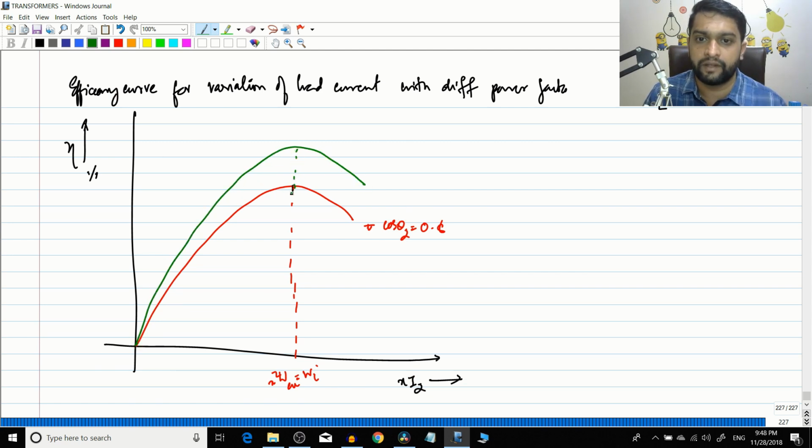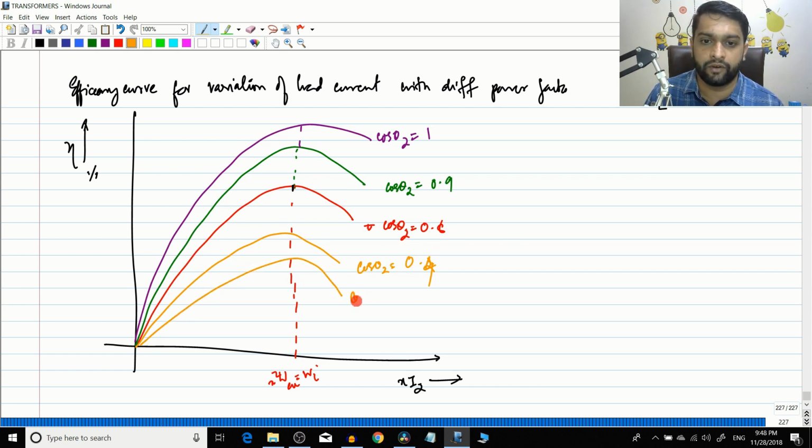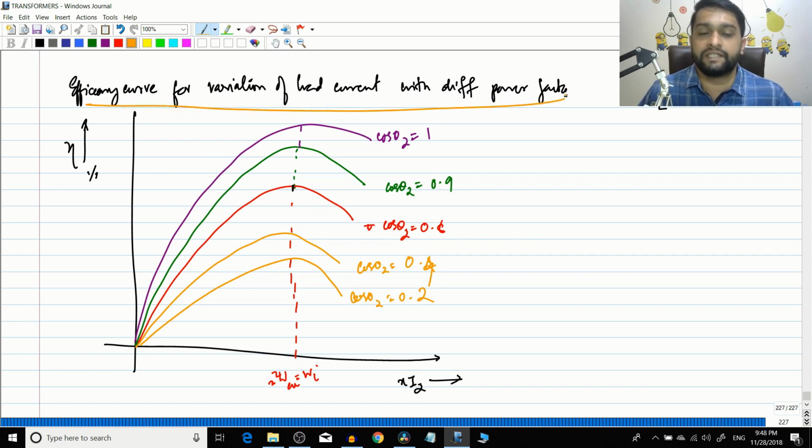So transformer will have a higher efficiency. So this is cos theta 2 is equal to say 0.9, okay, and you will have the maximum point at cos theta 2 is equal to 1. And from 0.8 if you decrease the power factor to 0.6, 0.5, 0.2, etc., the efficiency curve will come down like this. So this will be cos theta 2 is equal to say 0.4, and this will be for cos theta 2 is equal to 0.2. Okay, so this is the variation of the efficiency curve with respect to load current for different power factors.